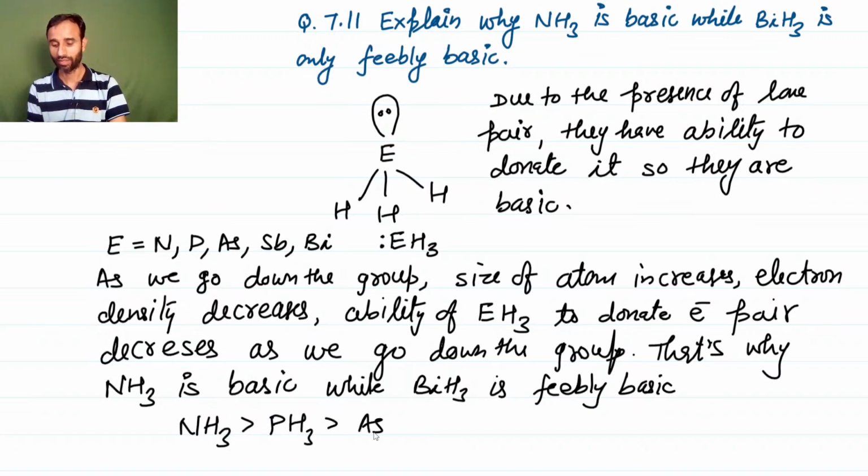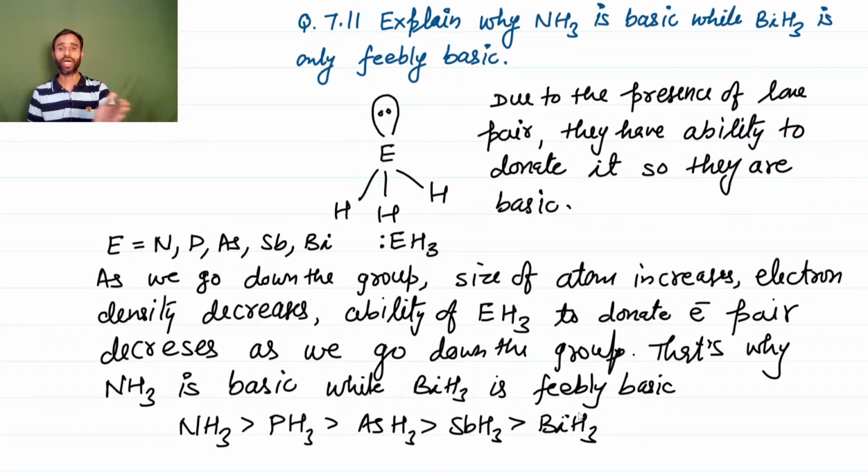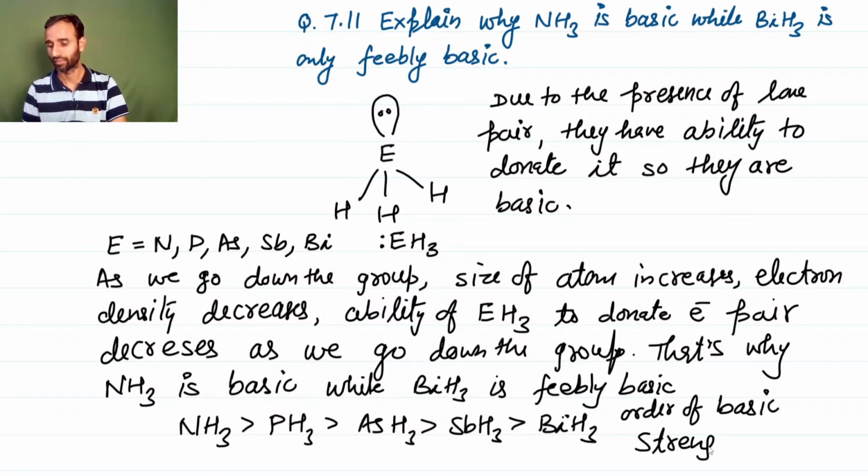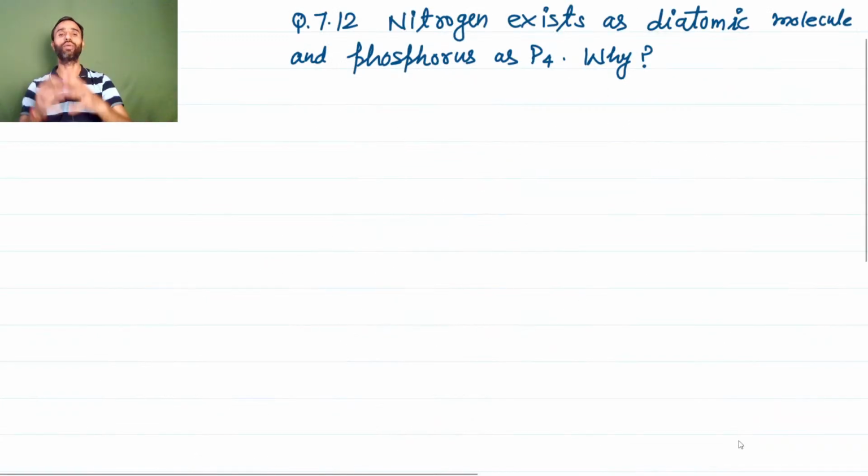PH3, then AsH3, then SbH3, and least basic is BiH3. Why is it so? Because as we go along the series, or we can say as we go down the group, size of the atom increases, electron density on that particular element decreases, and so its electron donating power. And this is the order of basic strength. Got it? Okay. Question number 12.